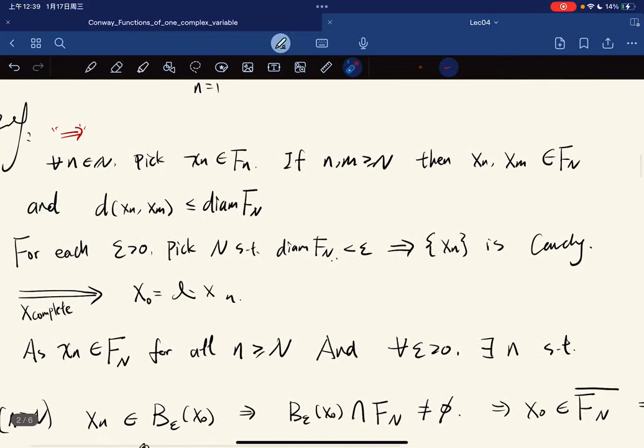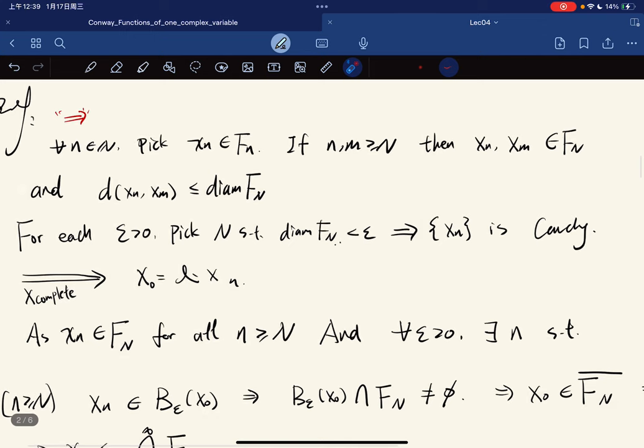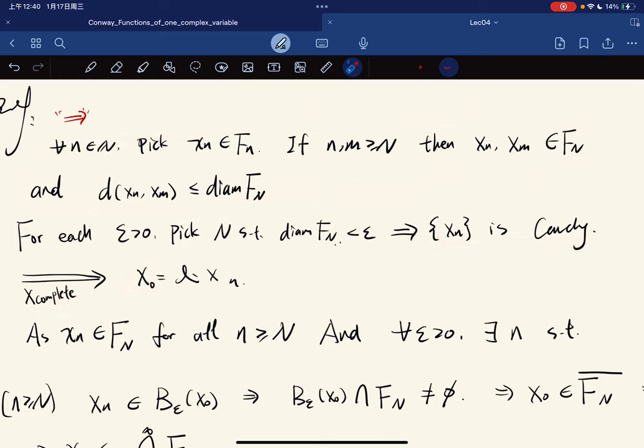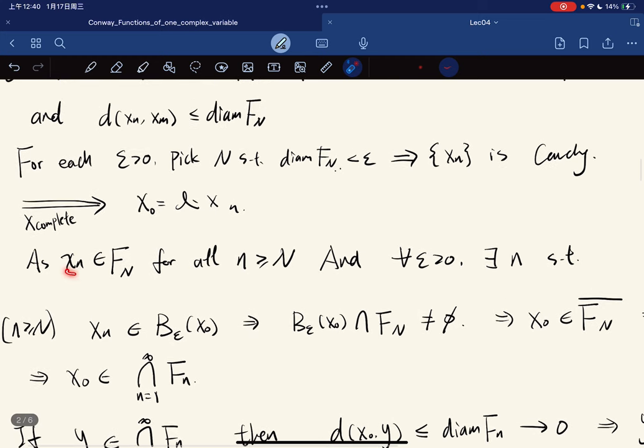Now what we have is that x_n is Cauchy, right? By our construction, we know that x_n is Cauchy, so since the space is complete, it has a limit. Now, because x_n is in F_n for all n greater than N, and for any epsilon greater than 0, there exists n such that x_n is in the epsilon bound of x_0, because it converges to x_0, right?